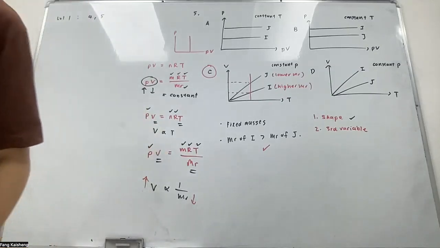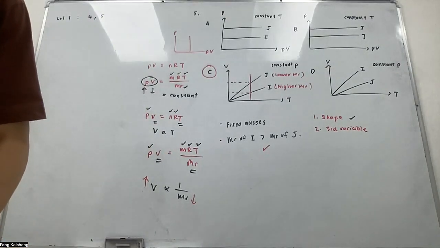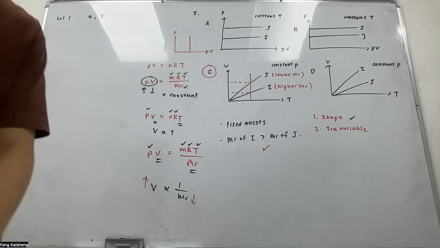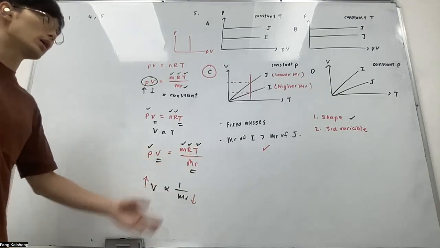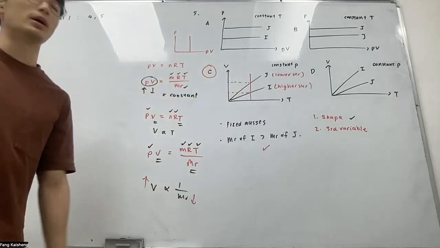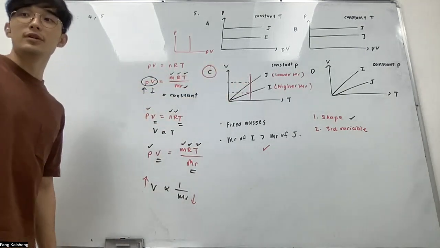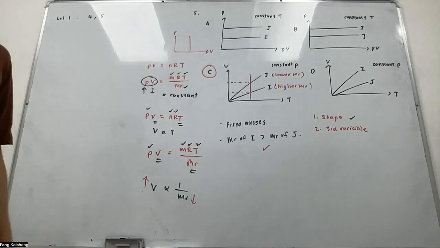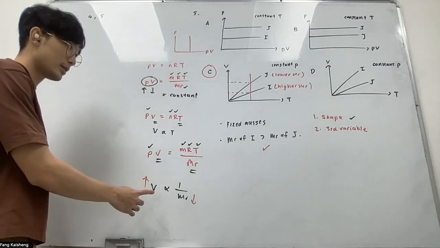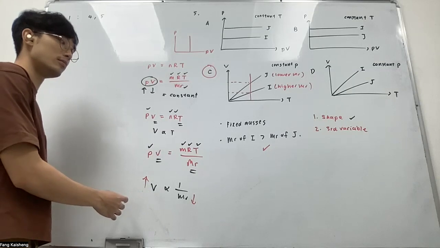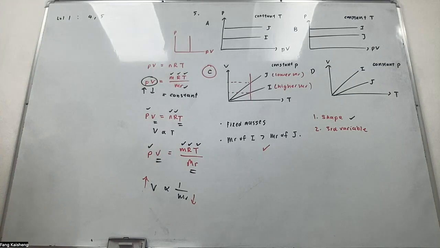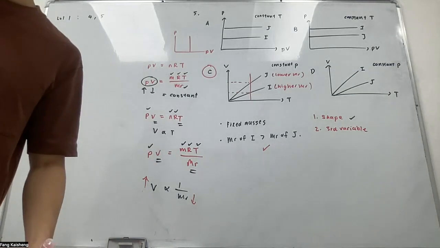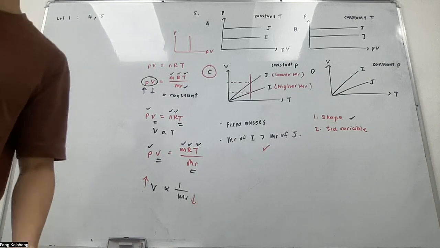And then I get 1 over MR equals to V over T. So T you put on the other side. Okay, that works as well, because V and T are variables. Yes, correct. That makes sense as well.